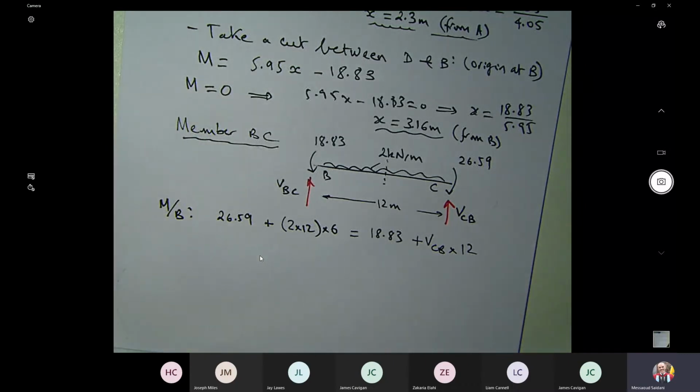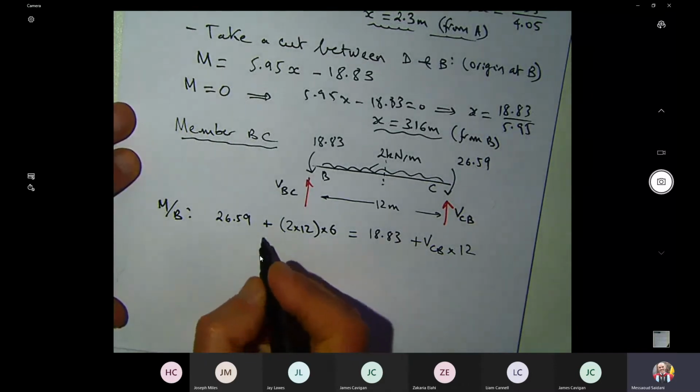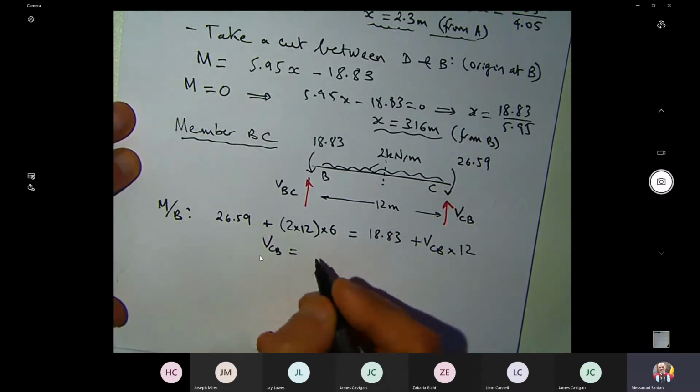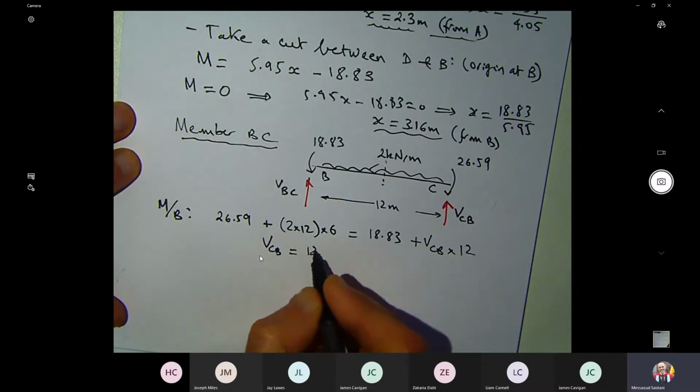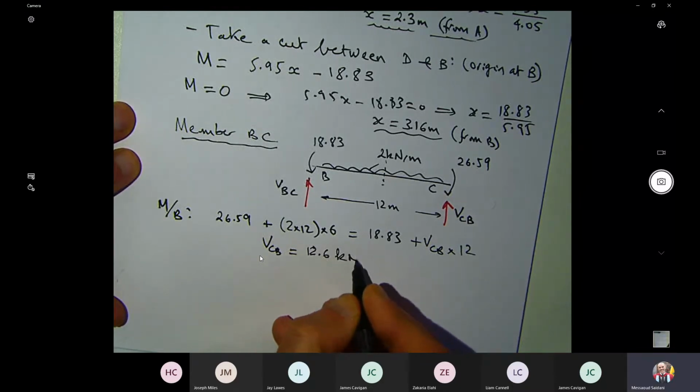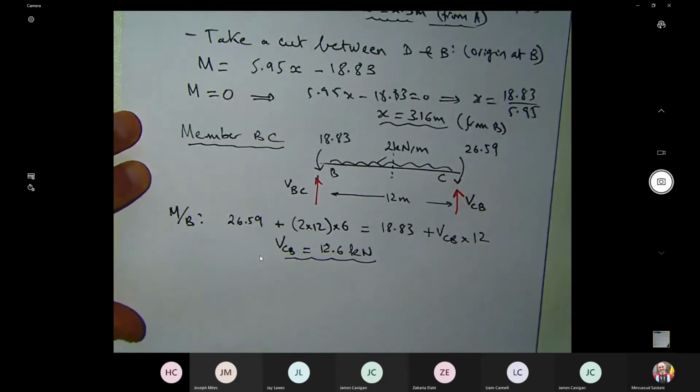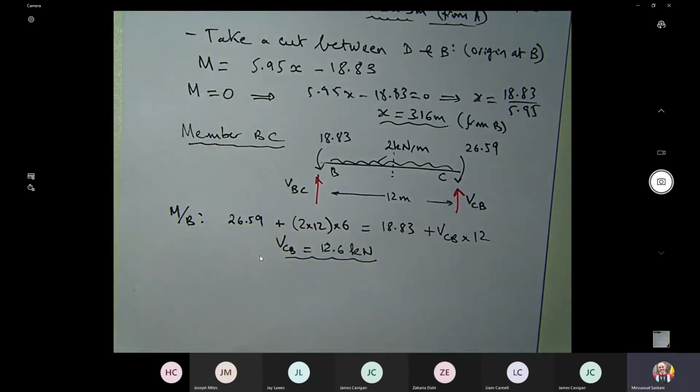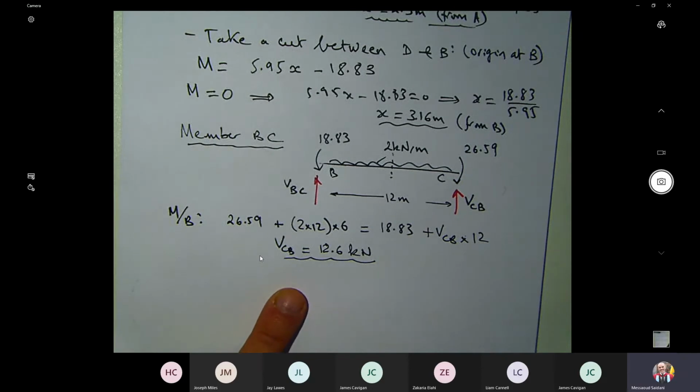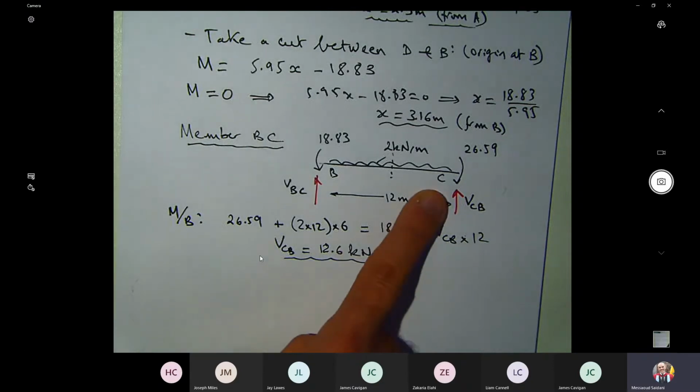I've got VCB 12.6 if you want to check it. Please do check it, so that you know how to do it, okay? So VCB is 12.6 kilonewtons. I hope you all know how to manipulate the equations, yes? Everyone got the 12.6? Please, yeah? Thank you.